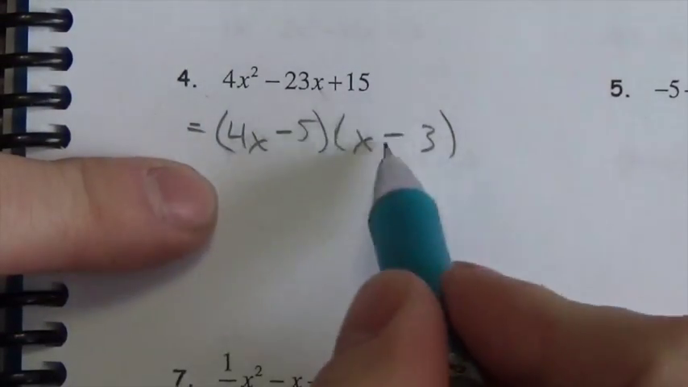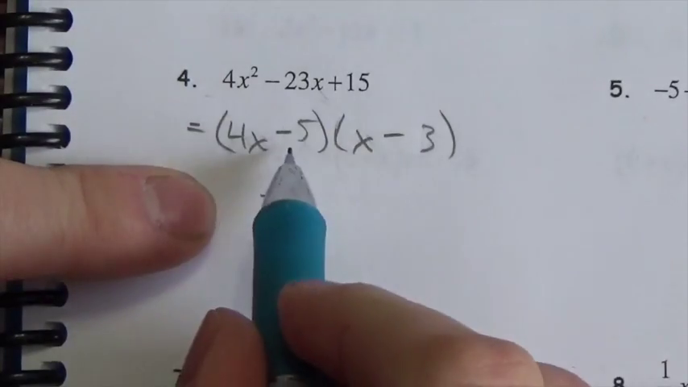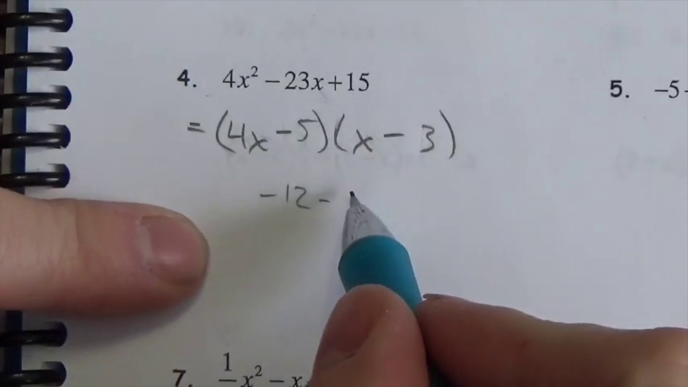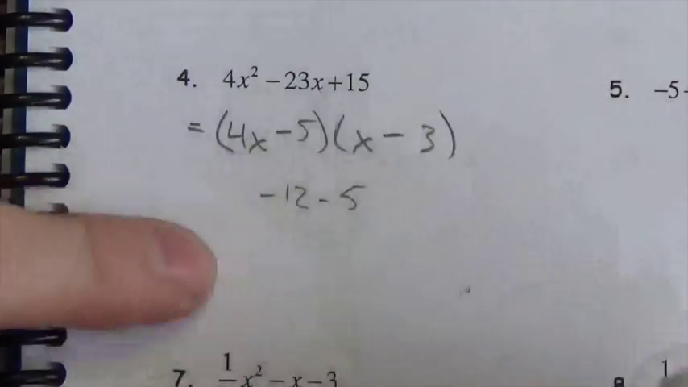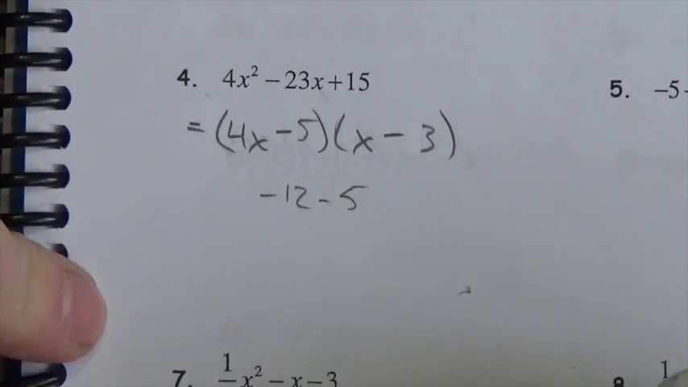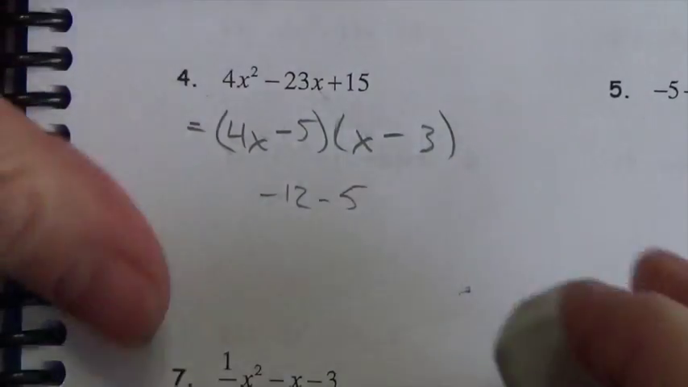So 4x times negative 3 is going to be negative 12. And then negative 5 times 1 will be negative 5. Okay, negative 12, negative 5, that's negative 17. That's not negative 23.